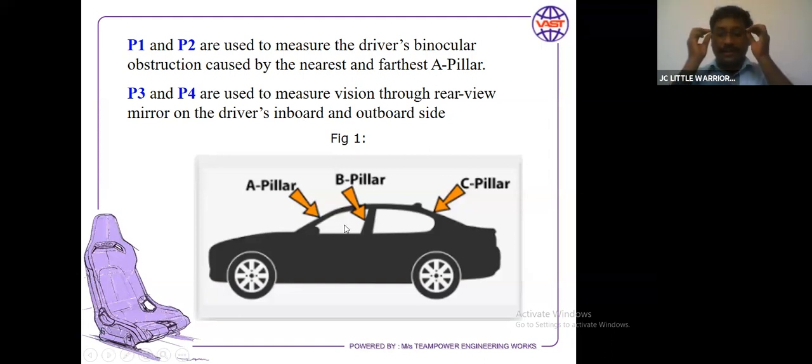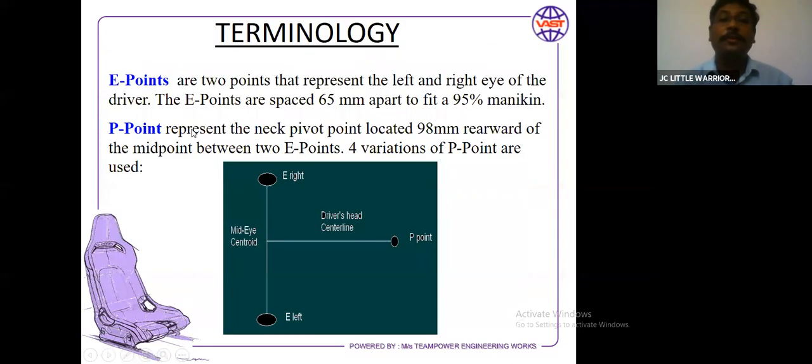So how much can a driver see when the driver sits there? How much can the driver see on the left side and on the right side, and at what point is this pillar obstructing? Those points are known as P1 and P2.